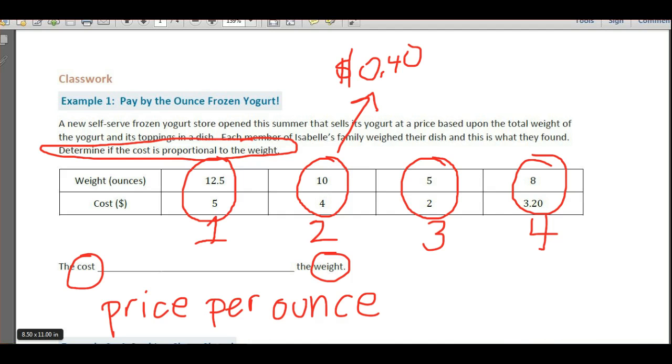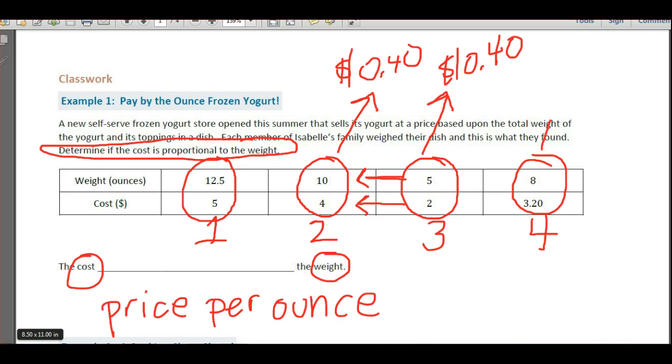Now, if we take the next scenario, scenario number 3, very interesting. If you look at both the weight and the cost and compare them to scenario number 2, you will see that there is a relationship here. 5 times 2 is 10, 2 times 2 is 4. So if you see a relationship like that, you know it's going to be proportional. And if you did the math as well, you would see that it was also 40 cents an ounce.